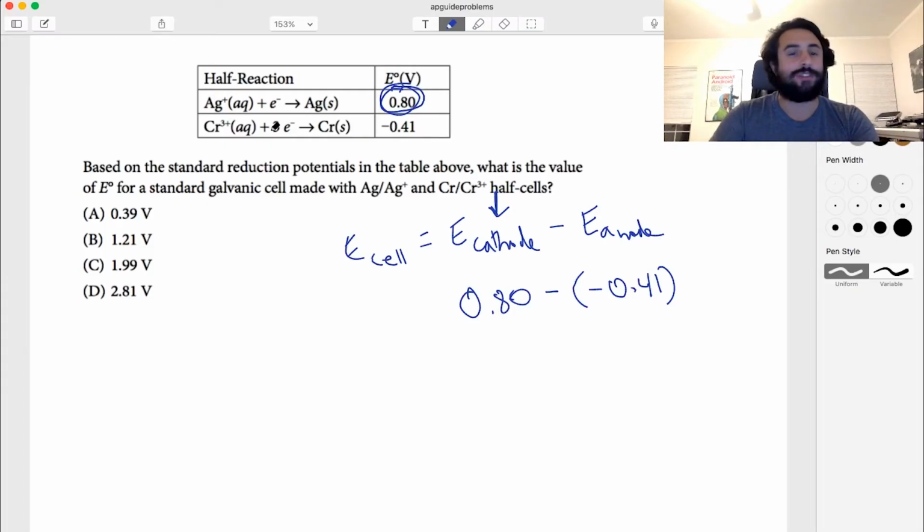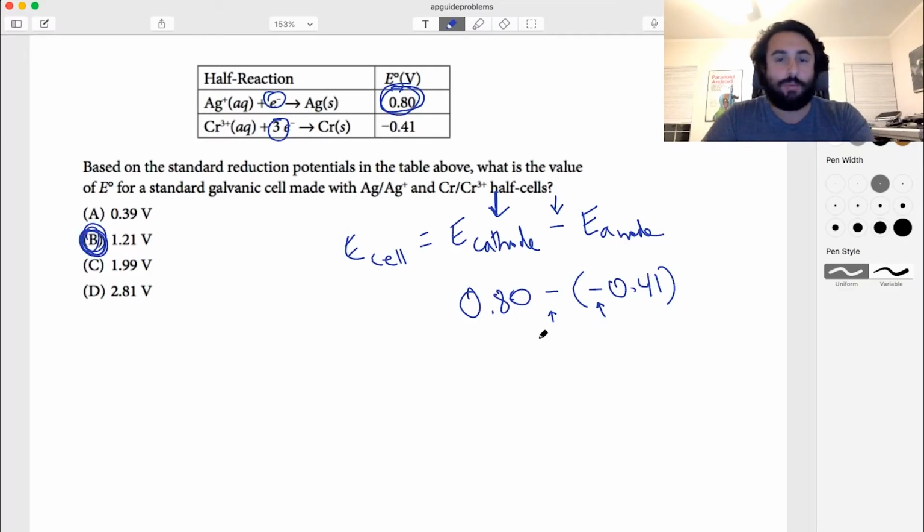You don't have to worry about the number of electrons. We don't change anything whatsoever. We don't have to worry about the fact that this is a reduction potential and this is actually getting oxidized. That's what this minus sign is for. It takes that into account. And so if we do E cathode minus E anode, definitely watch your arithmetic. We're subtracting a negative number, so we're actually adding it. We're going to get 1.21 volts.